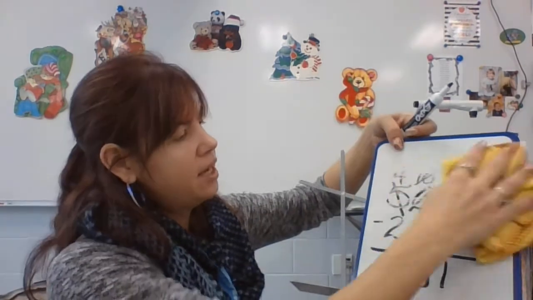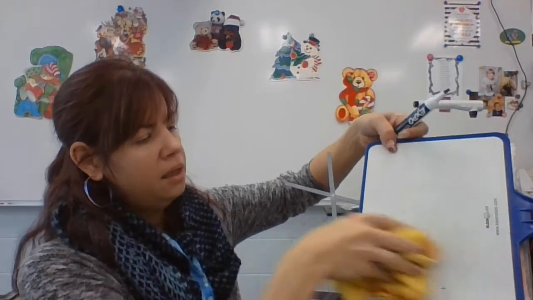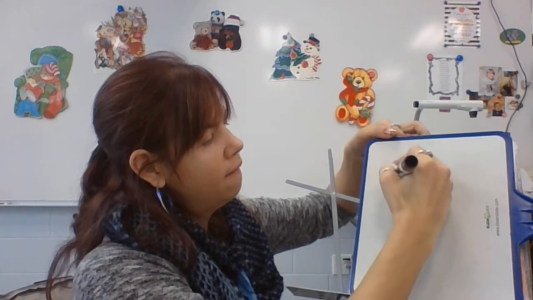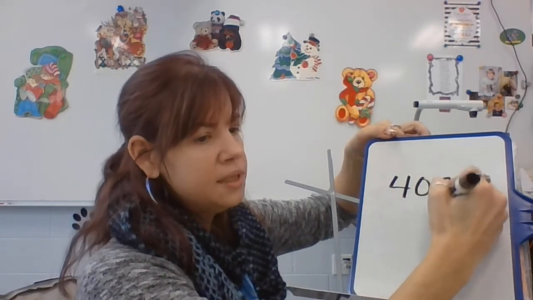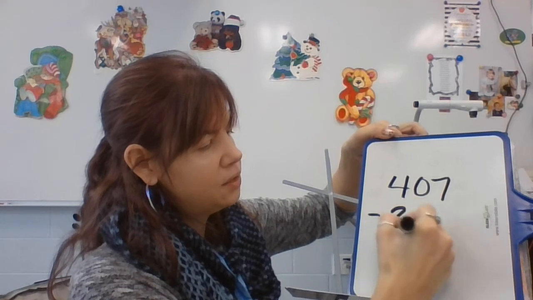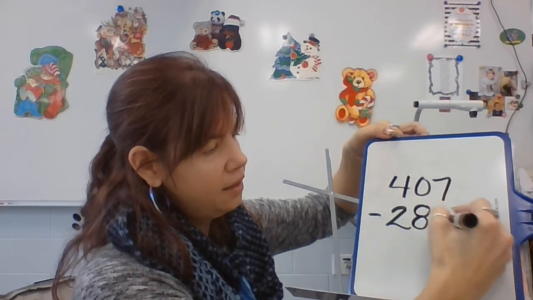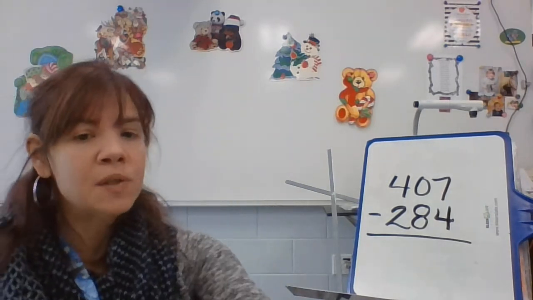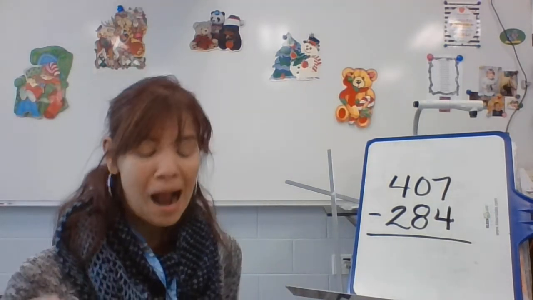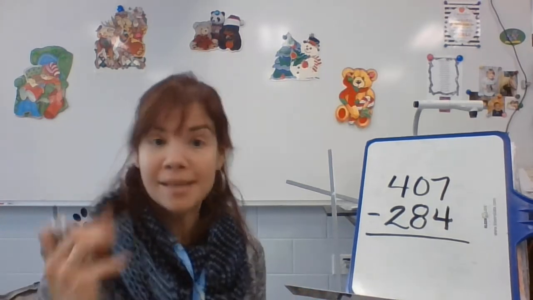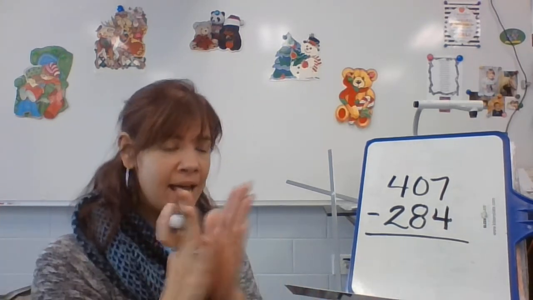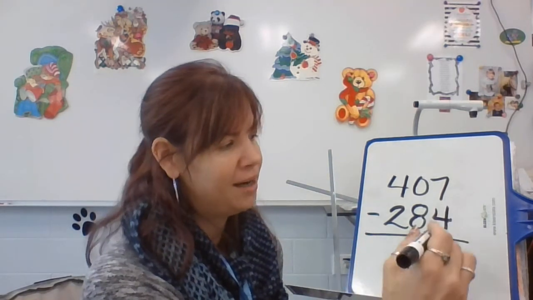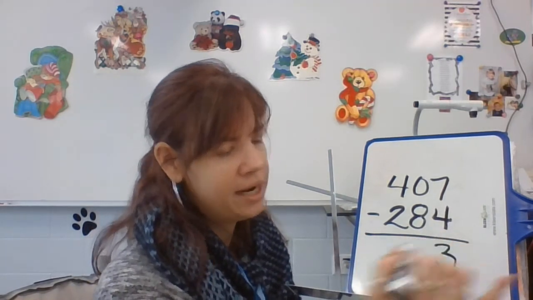All right, and the last one, guys. The last one on the paper. 407 minus 284. All right, well, yay! The very first one that we come to is 7 minus 4. I don't have to regroup. 7 is bigger than 4. Yay! So 7 minus 4, we don't have to do anything. We can straight subtract it. That leaves us with 3.